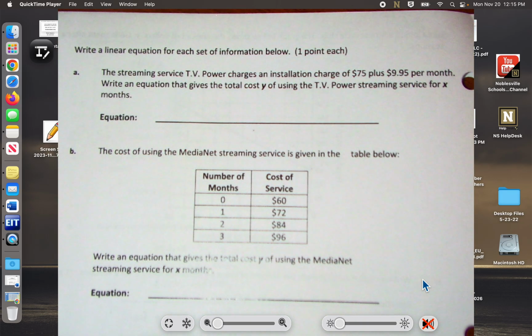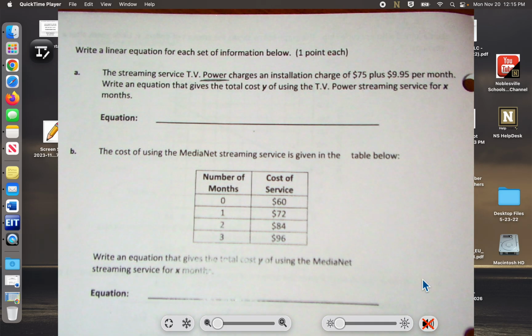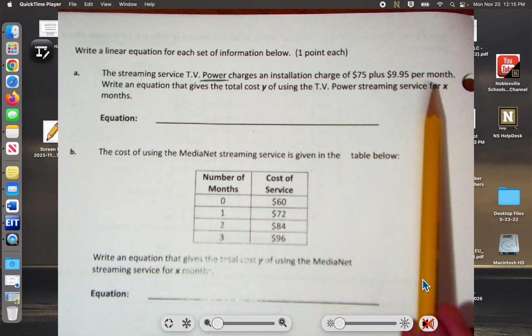All right, we've got 2 streaming services. So many streaming services. We have Power. This is actually the name of one of the services. I don't know if that was as obvious. Power is the name of one. It charges $75 for installation plus $9.95 a month.